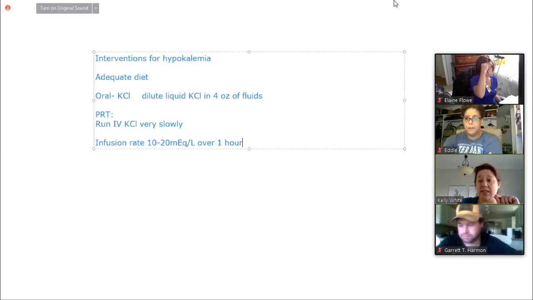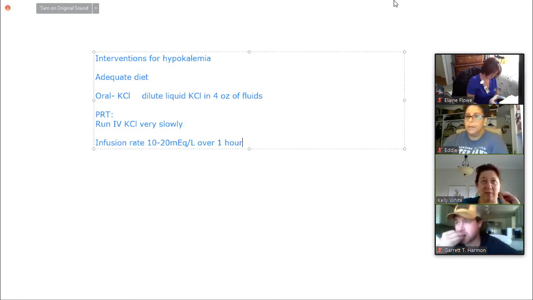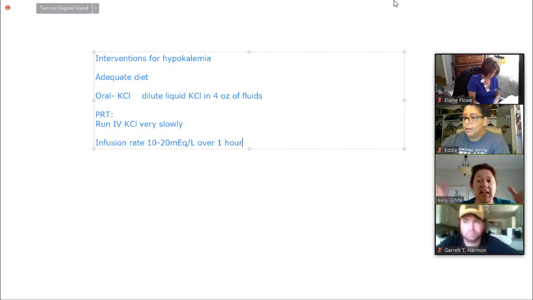Now this is usually a test question, and I want to make sure I'm clear on this so that people don't get goofed up, okay? Let's say we have a patient that has a potassium level of 3.2. The doctor is going to order typically to give 40 milliequivalents of IV potassium, okay? So we give only that 10 to 20.